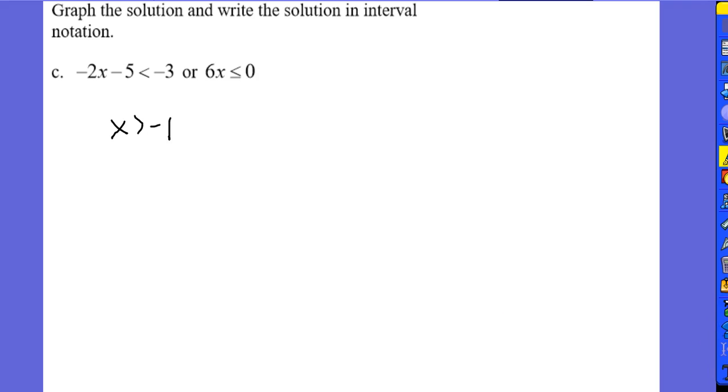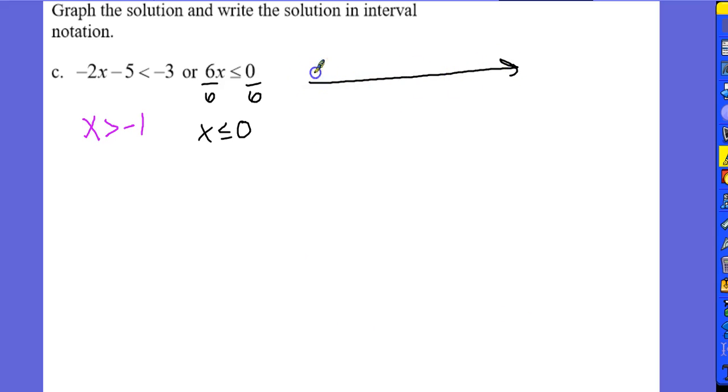Oh, I'm going to change colors real quick. So we already solved that, so I'm not going to resolve it. x is greater than -1, but this one I will solve. Divide by 6, divide by 6. x is less than or equal to 0. Okay, so we're going to go graph those. And I think I meant to do this in blue, so I'm going to circle that in blue.